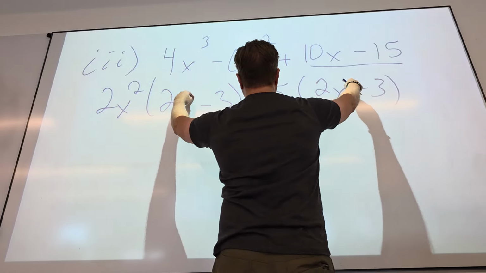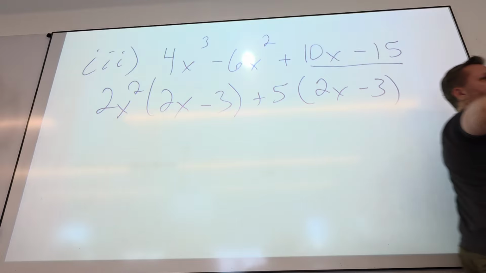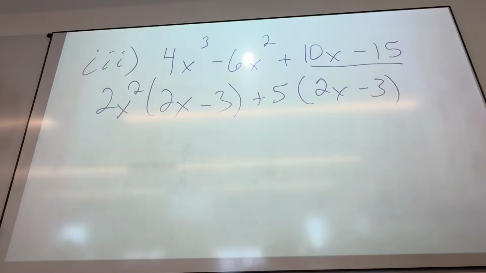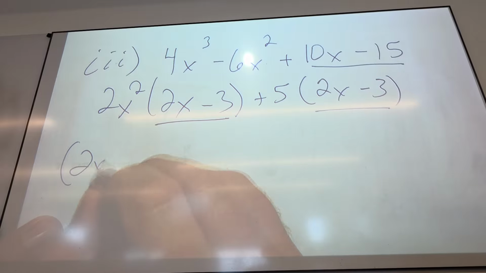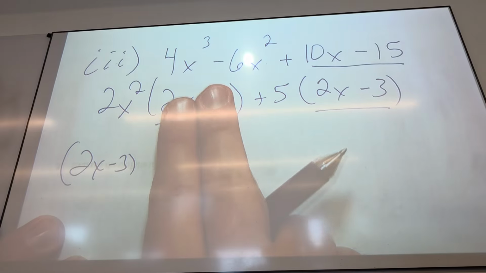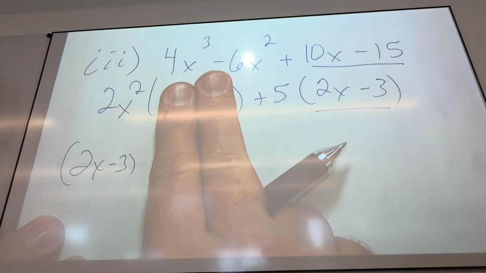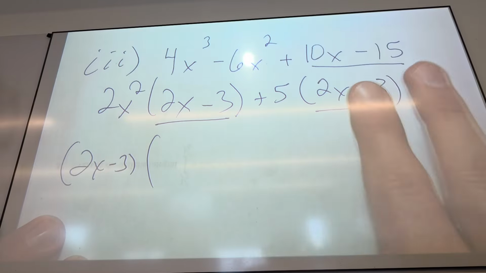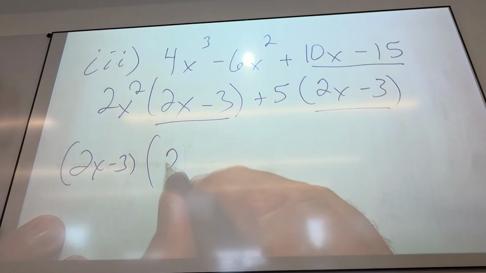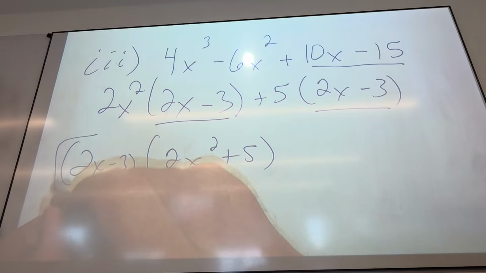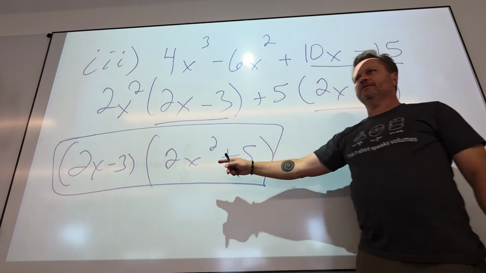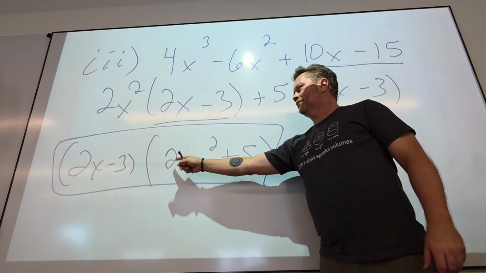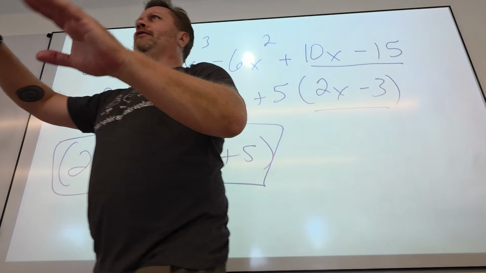But these are the same, so what can I take out? Yeah, I could take a 2x minus 3 out, and then you can literally do this. What's left in the first one? 2x squared. And what's left in the second one? 5. That's crazy. And this is not quite a difference of squares, because it's not a difference, and these numbers are not squares. So you can't go any further.